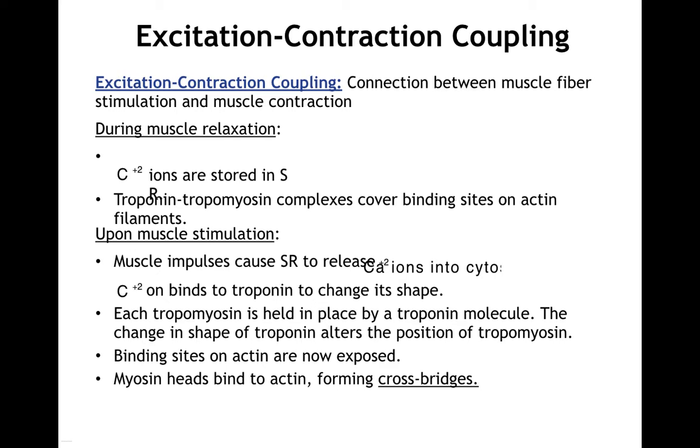Those calcium ions bind to troponin and change its shape. And the troponin is holding the tropomyosin in place, so when you change the shape of the troponin, you change the position of the tropomyosin, and that exposes the actin binding sites, and the myosin can bind to the actin and form the cross bridges.